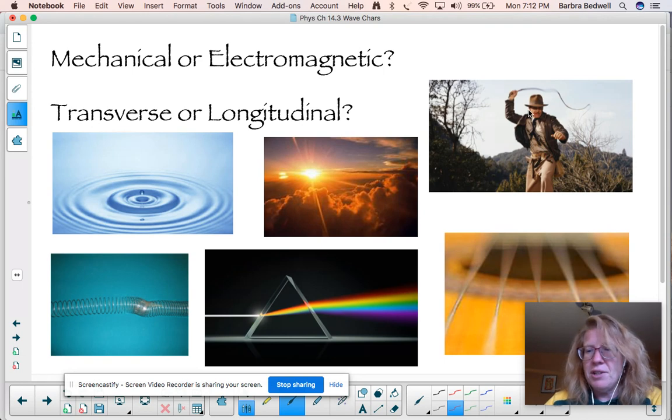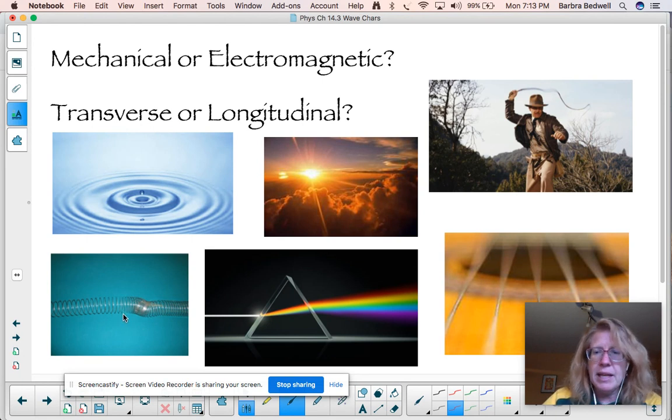For Indiana Jones, I was thinking about the motion in his whip. If you think about cracking that whip, first of all, that would be a mechanical wave. It has to be traveling through something. There's no way to have a crack in a whip without the whip. It's got to have a medium. And then it would also be considered a transverse wave. Again, you've got that typical sine wave version to it.